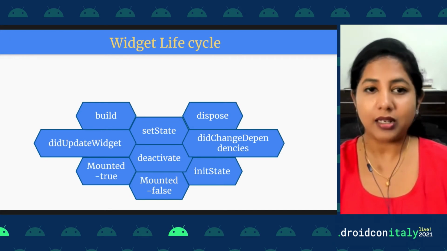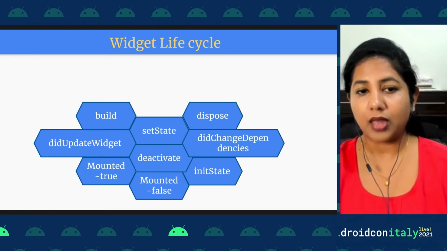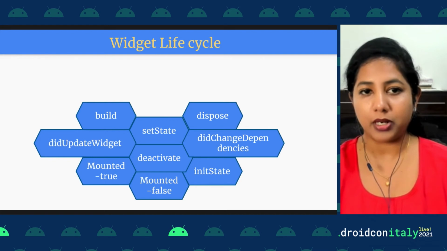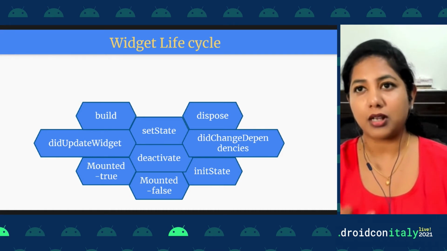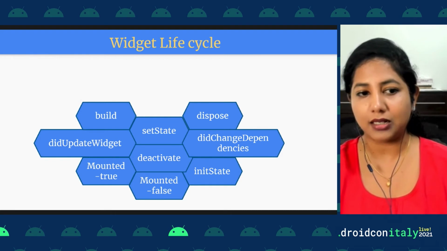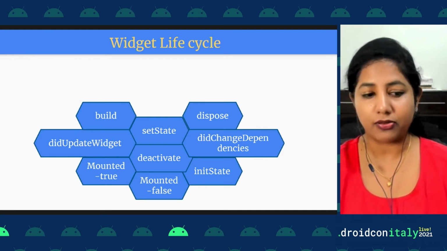deactivate. This is very rarely used. It's called when the state is removed from the tree. And then there is dispose. It's called when your state object is removed permanently. mounted tells you about the availability of the widget. So whenever you use mounted, you're checking if your widget is available or not. If you've stuck to just build and setState, it's not enough. Try exploring all these functions of the life cycle.